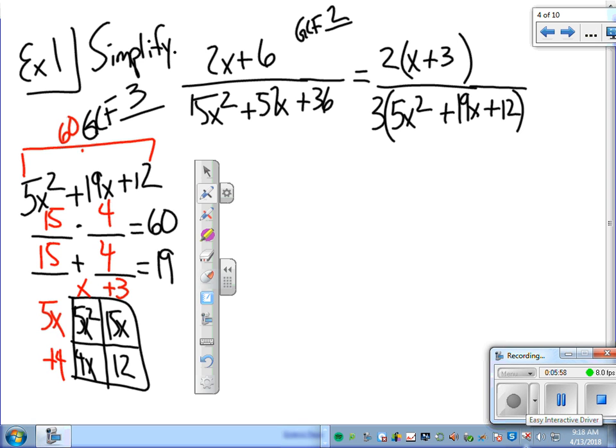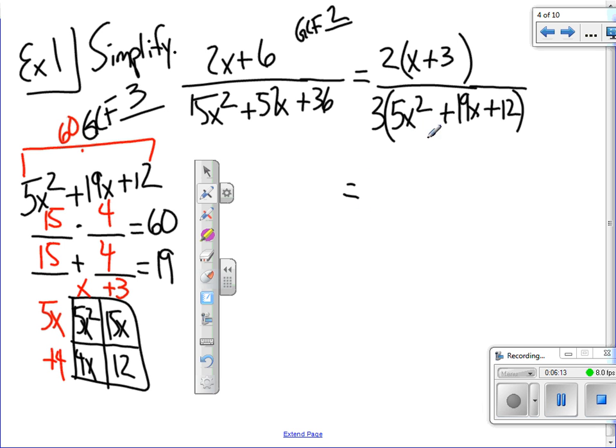Okay guys, check it. On the left side of your screen, I've factored the 5x squared plus 19x plus 12. I've shown my work, and the factors that I get are 5x plus 4 and x plus 3. Now, we're going to transfer those factors to replace this stuff that was in our parentheses.